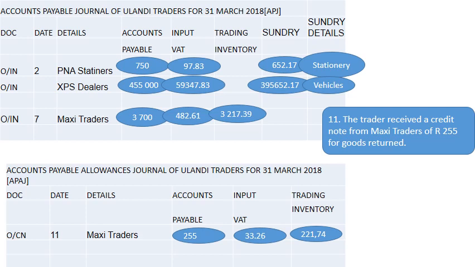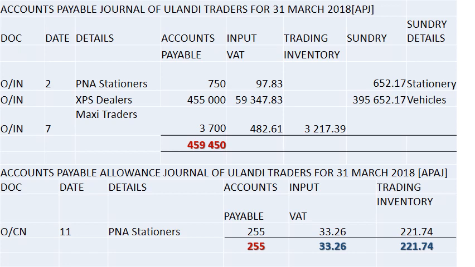Now all the transactions for the month have been recorded into various journals. This will be now the completed journal for the month for all goods that were purchased and also goods that were returned to suppliers. Therefore, the journals for accounts payable must be balanced and closed off. I want you to do the balancing.